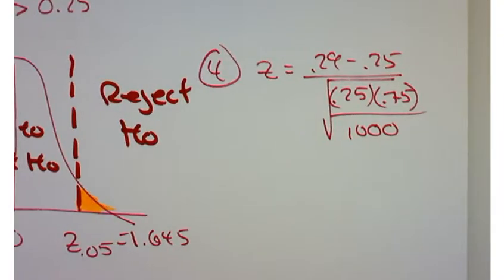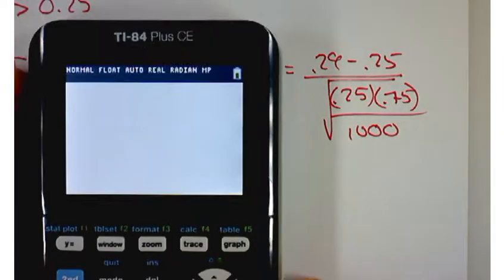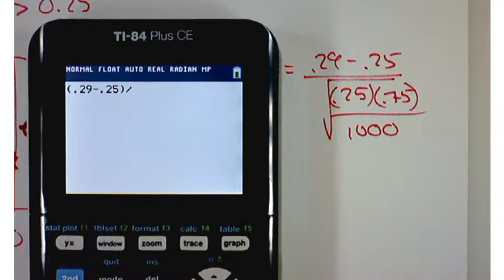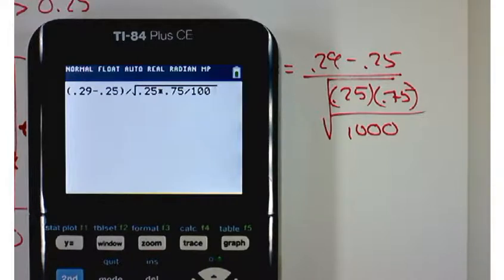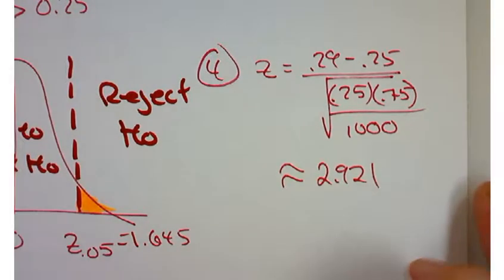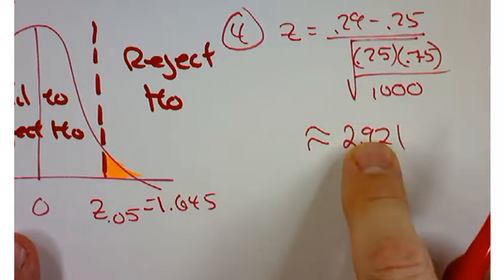So if I'm stuck doing this by hand, which makes those silly assumptions that, well, if you're on a desert island and you have to do it by hand. But let me show you how it would look on the calculator. I'd put parentheses here, 0.29 minus 0.25, divided by the square root of 0.25 times 0.75 divided by 1,000. And you get about 2.921. So about 2.921. So that's looking at it old school, but that's your test statistic.